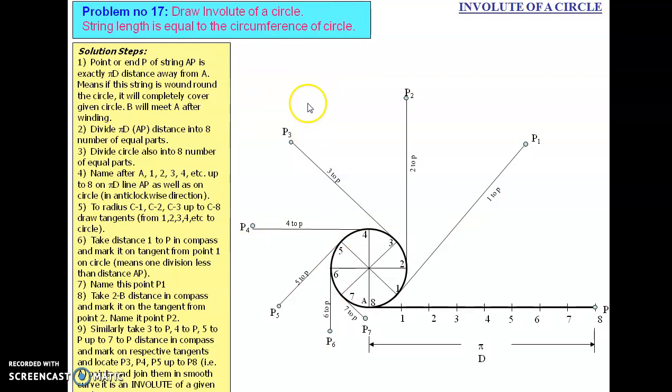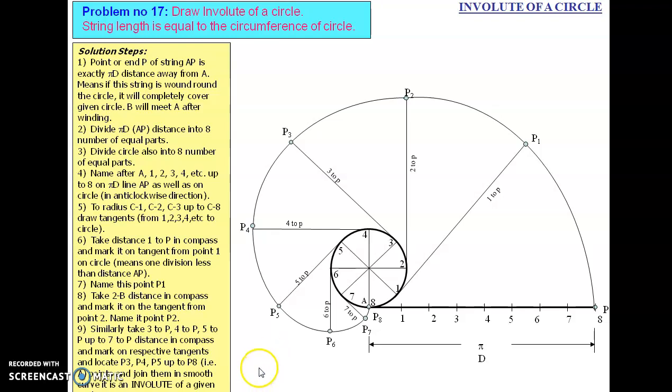Now join these points in a smooth curve. It is an involute of the given circle. Join all these points with a smooth curve by using a French curve, and it will give you the involute of the circle.